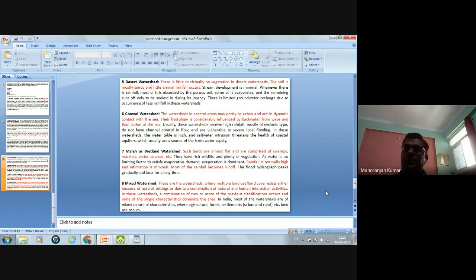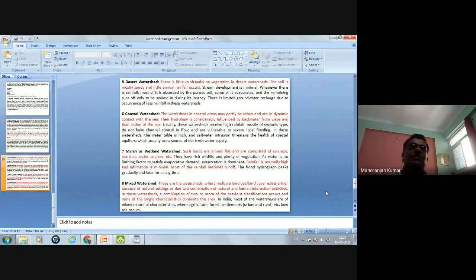So what is the main point in the desert watershed? Vegetation will be very, very less. Sandy soil will be there. Rainfall is very, very less. So if there is less rainfall, then what happens? The stream development will be minimal.